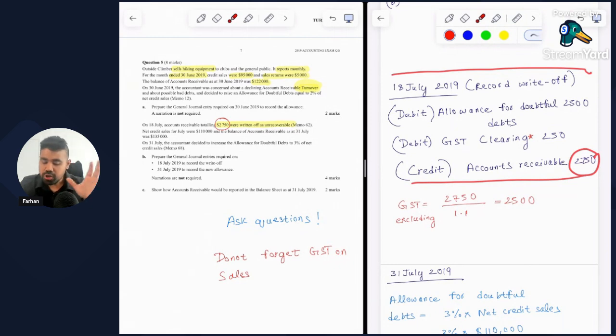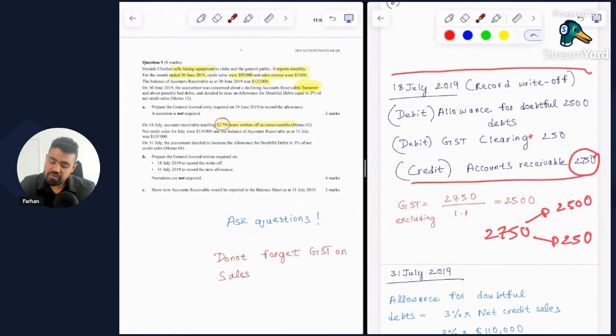Okay? So you credit the accounts receivable by $2,750, which essentially means that you're reducing the assets, and because you're reducing the assets, you have to credit it in this case. Now, this $2,750 can be broken down into two components: $2,500 being the original sales amount and $250 being the GST amount.